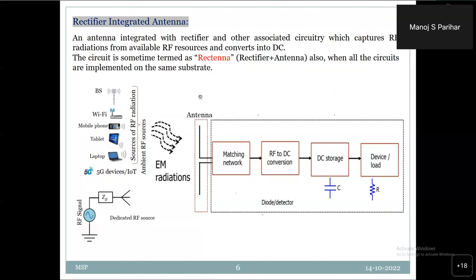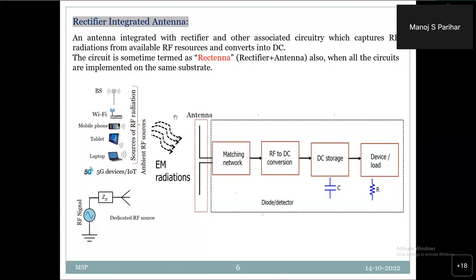So the definition means we can say rectenna when all the circuits, starting from the antenna, then your matching network, then your low pass filter or your load, are all connected on the same circuit. Then it may be called a rectenna. So for input, maybe a variety of inputs are there.